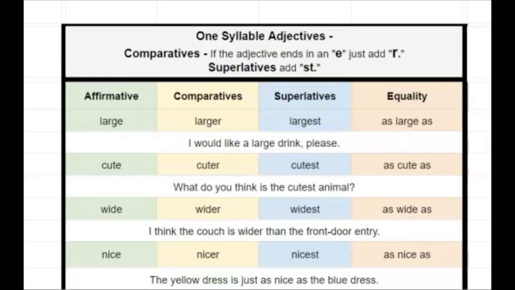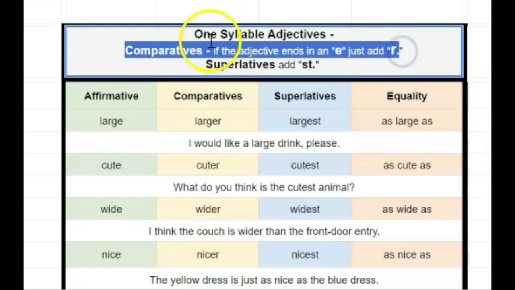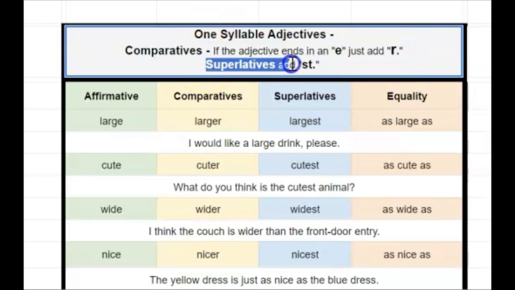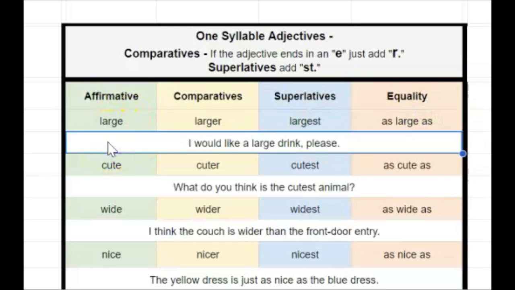Here we have one-syllable adjectives that end in E, the letter E. If it's a comparative, then we're going to add an R to make it a comparative. For a superlative, we'll just add st. The first example adjective that ends in E is large. Comparative is larger, and the superlative is largest. The equality is as large as. The example sentence we have here is, I would like a large drink, please.